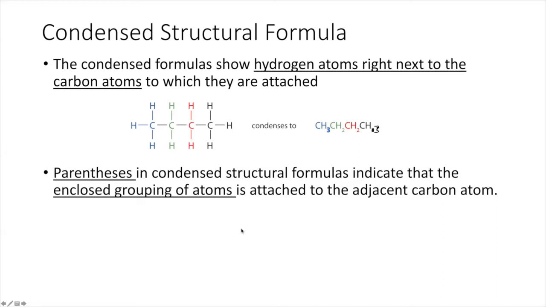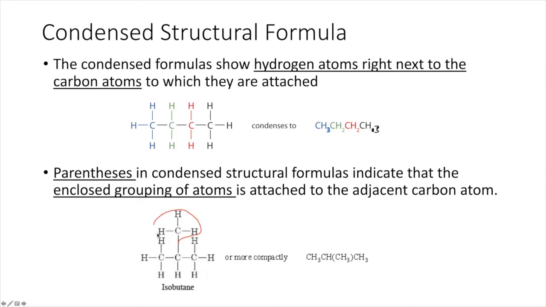So that may be hard to visualize. So let's just take a look at an example here. The way you would write the condensed structural formula of isobutane, which is shown here, is notice this CH3 group right here is connected to that second carbon.